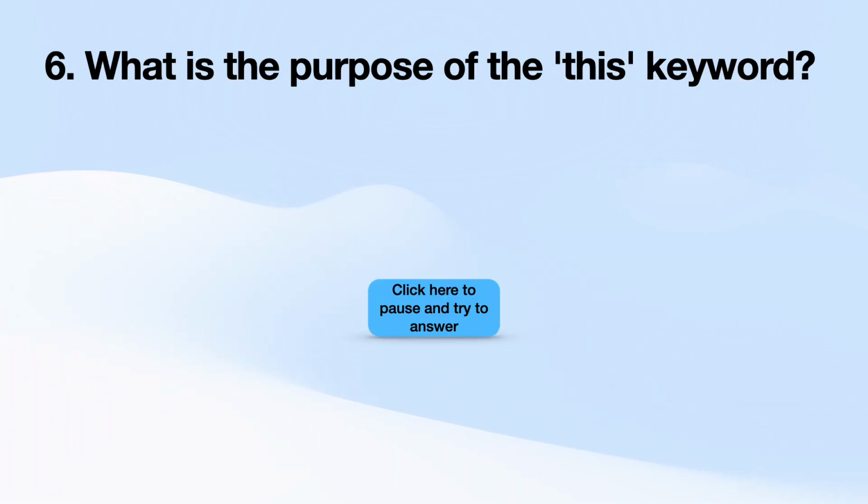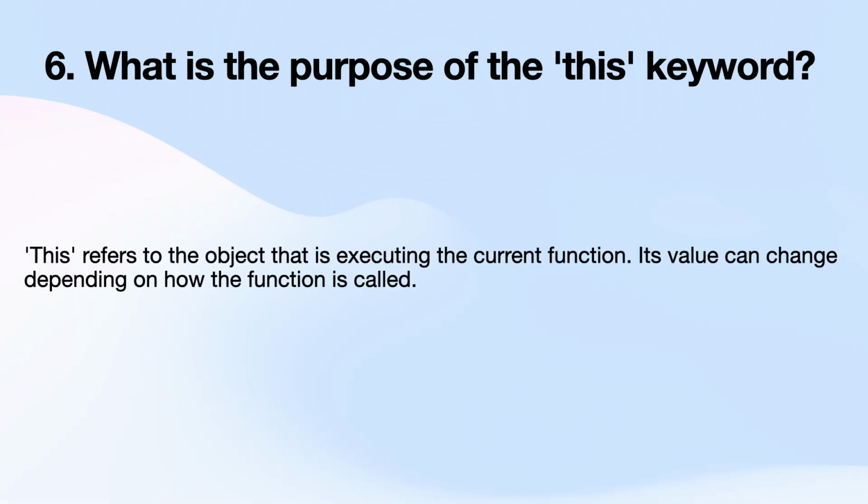6. What is the purpose of the this keyword? The this keyword in JavaScript is a special identifier that refers to the current execution context. Its value is determined by how a function is called, not where it's defined. Here's how this changes according to the caller.